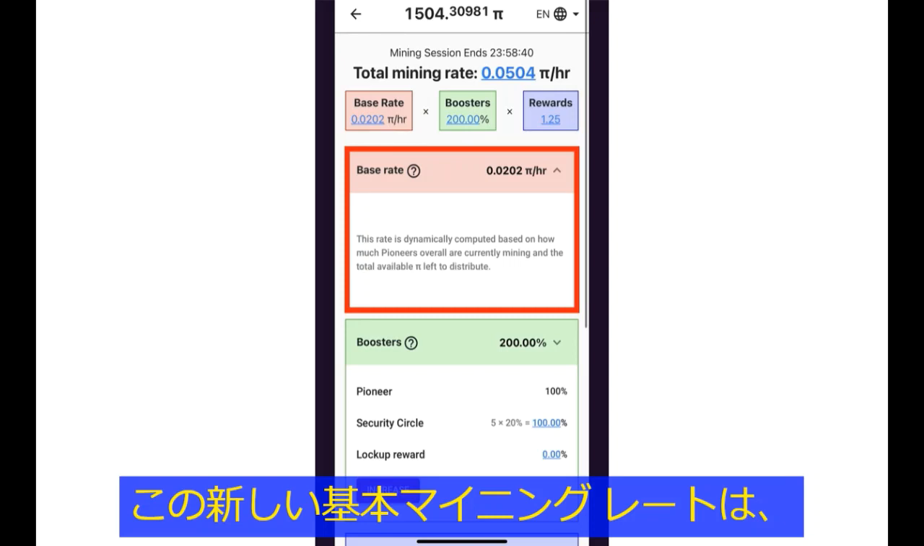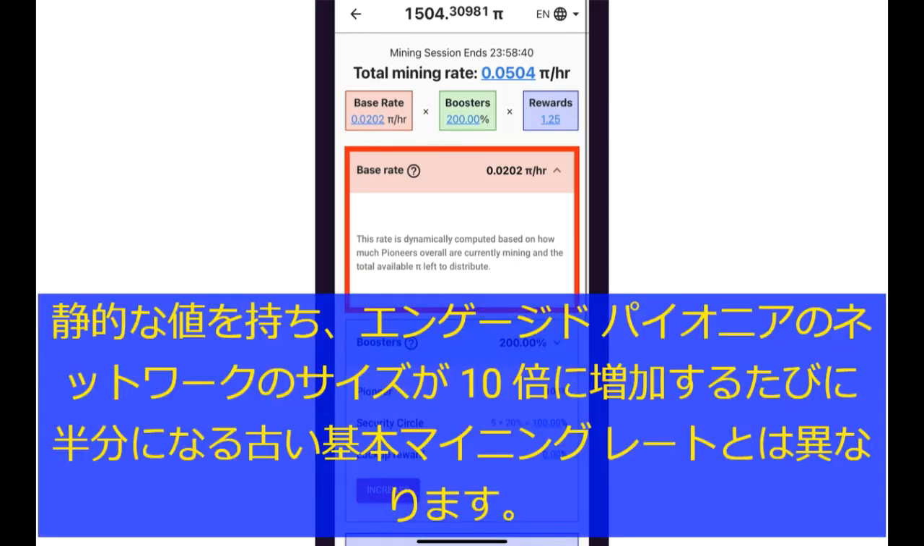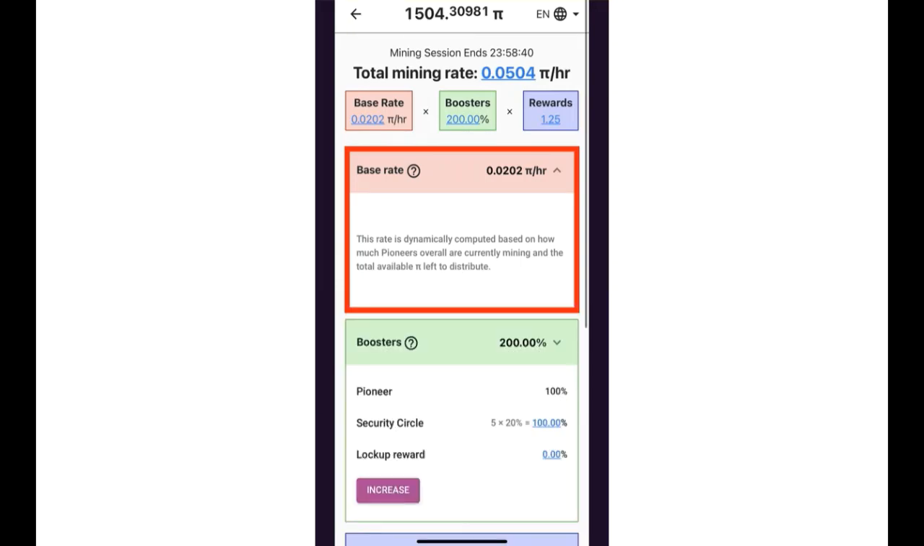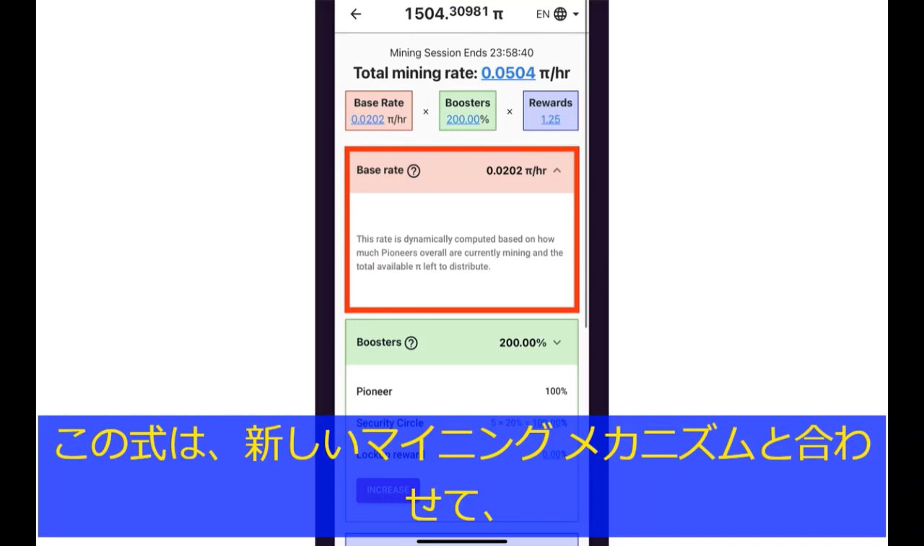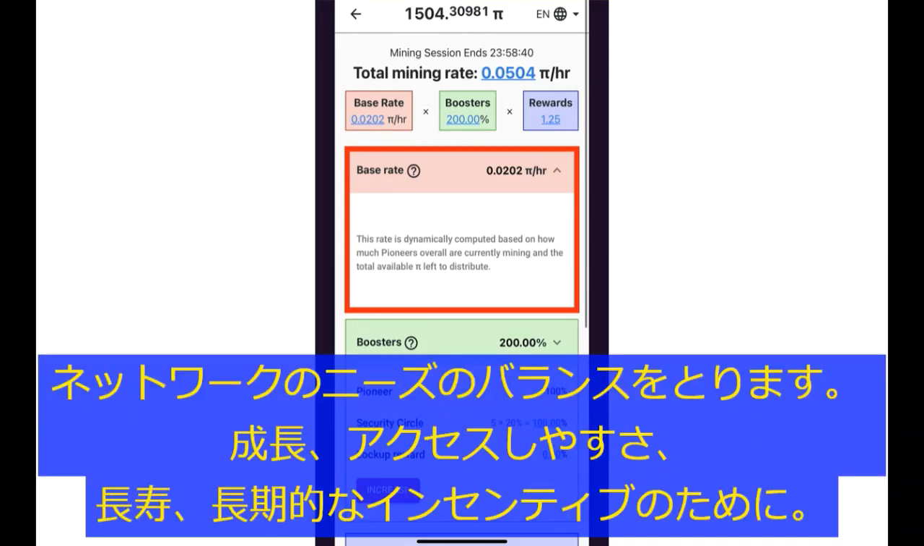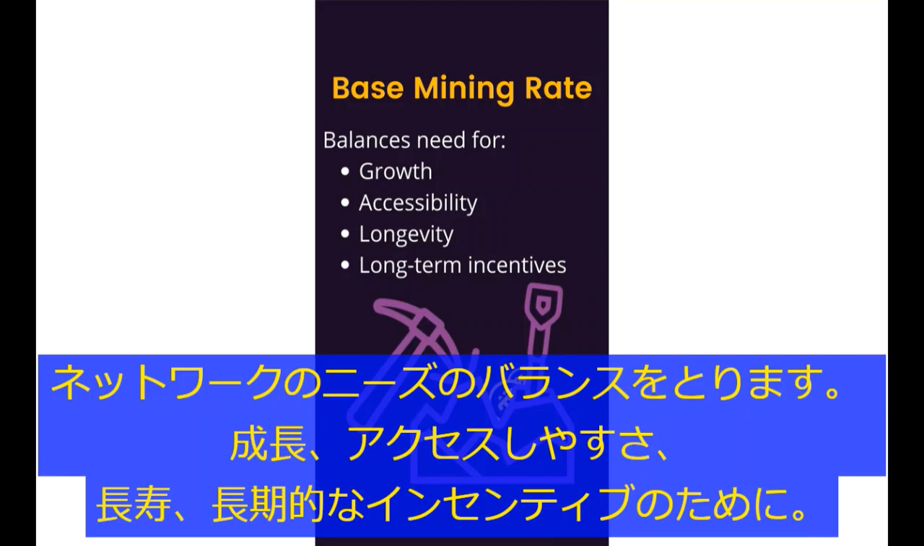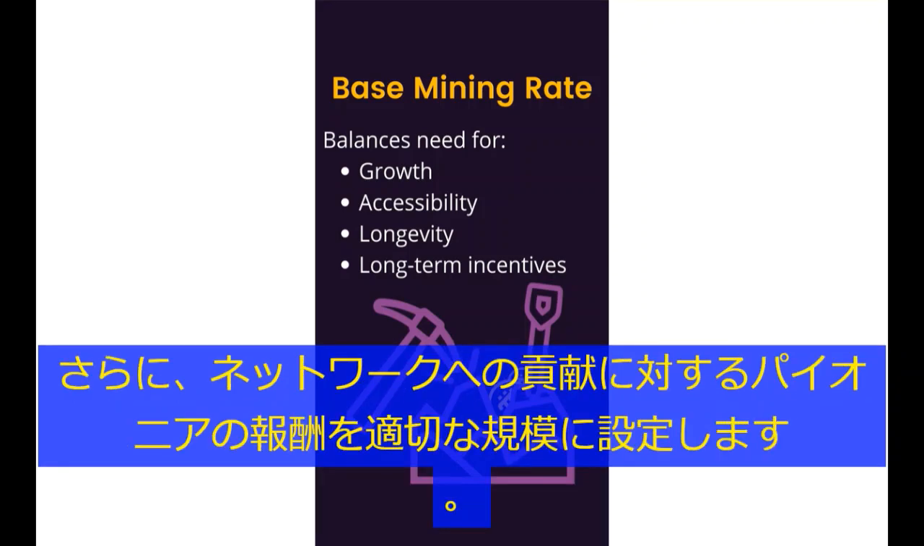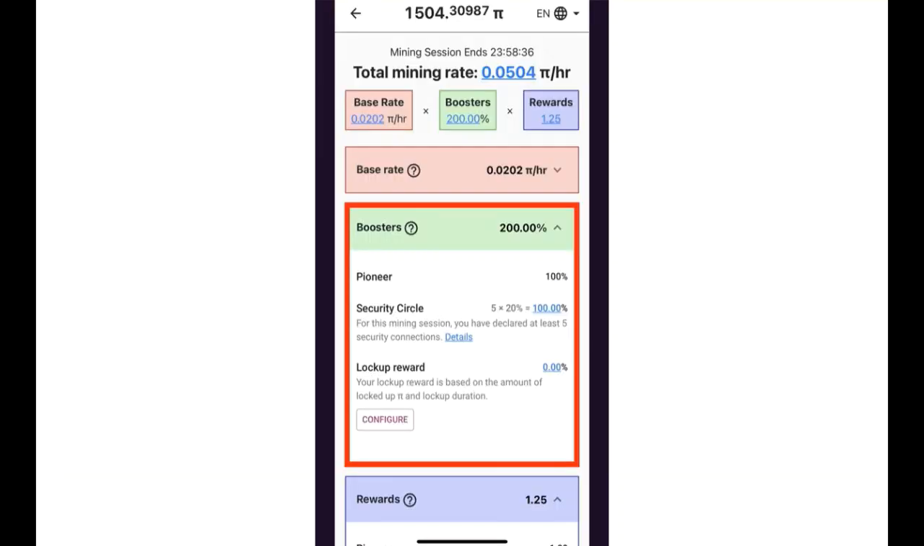This new base mining rate differs from the old base mining rate, which had a static value and halved every time the network of engaged pioneers increased in size by a factor of 10. This formula, along with the new mining mechanism, balances the network's need for growth, accessibility, longevity, and long-term incentives. Additionally, it right-sizes the pioneers' rewards for contribution to the network.